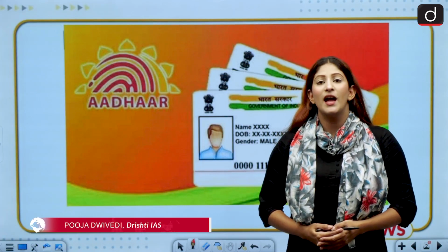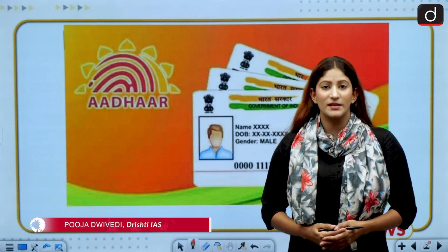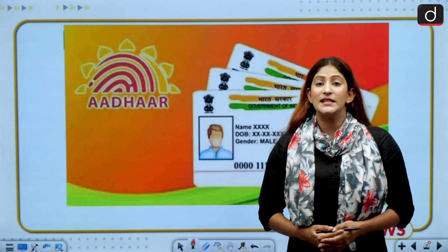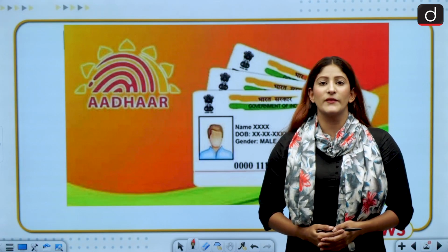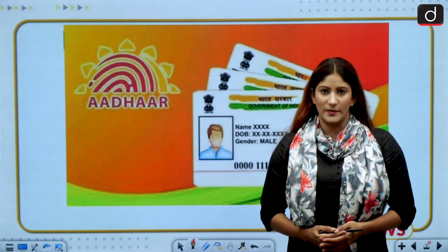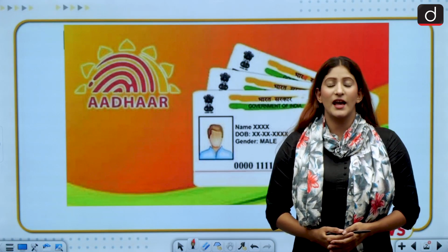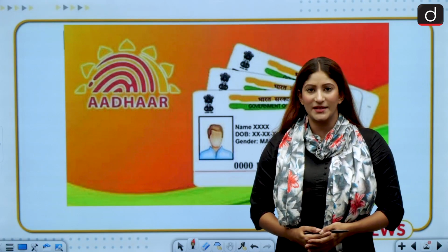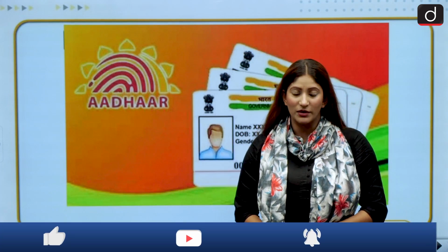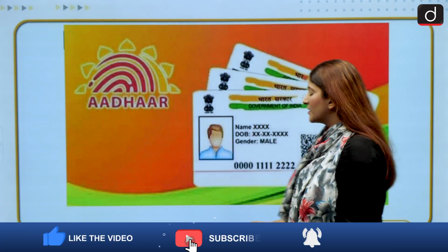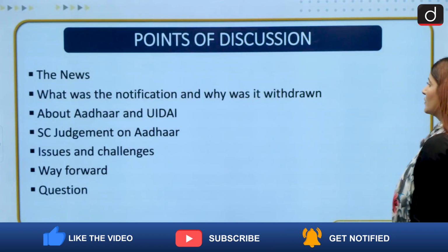I am Pooja, and in this segment today we are going to discuss Aadhaar and identity theft. This topic is of extreme importance from the perspective of prelims when it comes to the facts, and from the perspective of GS mains paper 2nd, 3rd as well as 4th, the analytical part. So let's begin with the various topics that we are going to cover under it.